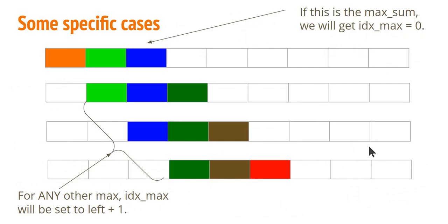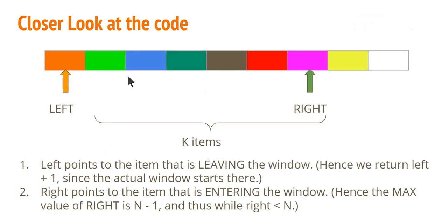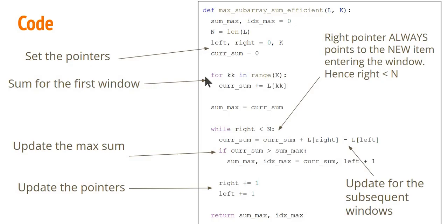Now some specific cases which are interesting here. Let's say my sum max happened to be the very first window. It's possible. In this case, I computed my sum max over here, and remember my index max was set to 0. If this was the situation, I'm never going to enter this if condition at all, because sum max is set to current sum, and if anything else is not more than sum max, I don't enter here, which means I will not update my idx max. Idx max will return as 0, as we had wanted.